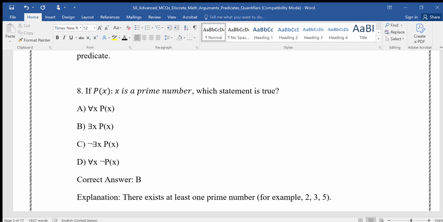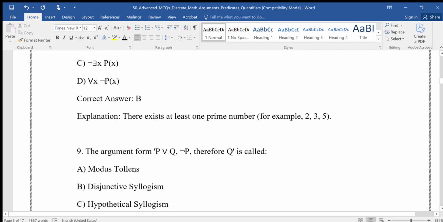There exists at least one prime number, for example 2, 3, 5, where P of x is x is a prime number. The true statement is option B: there exists at least one prime number.